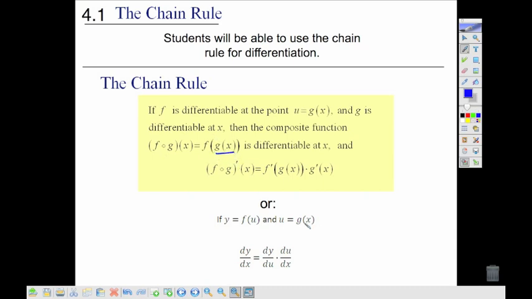inside of another one, if we want to take the derivative, what we're going to do is we'll ignore the inside basically and take the derivative of the outside function. We'll plug the original one back in and multiply it by the derivative of the inside.